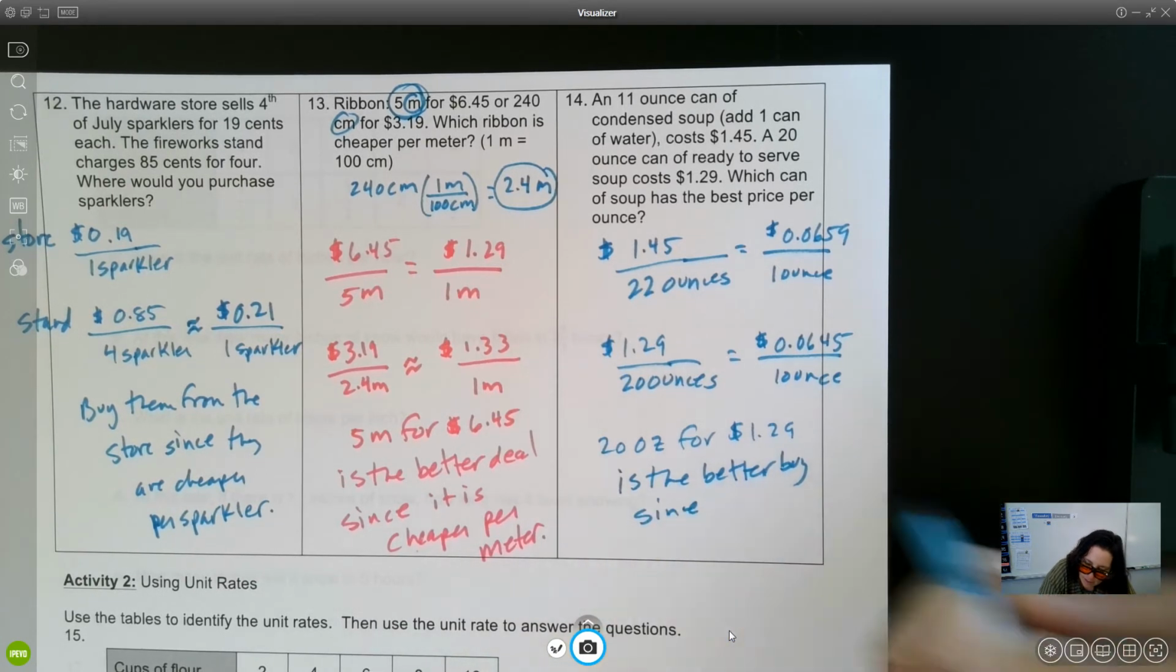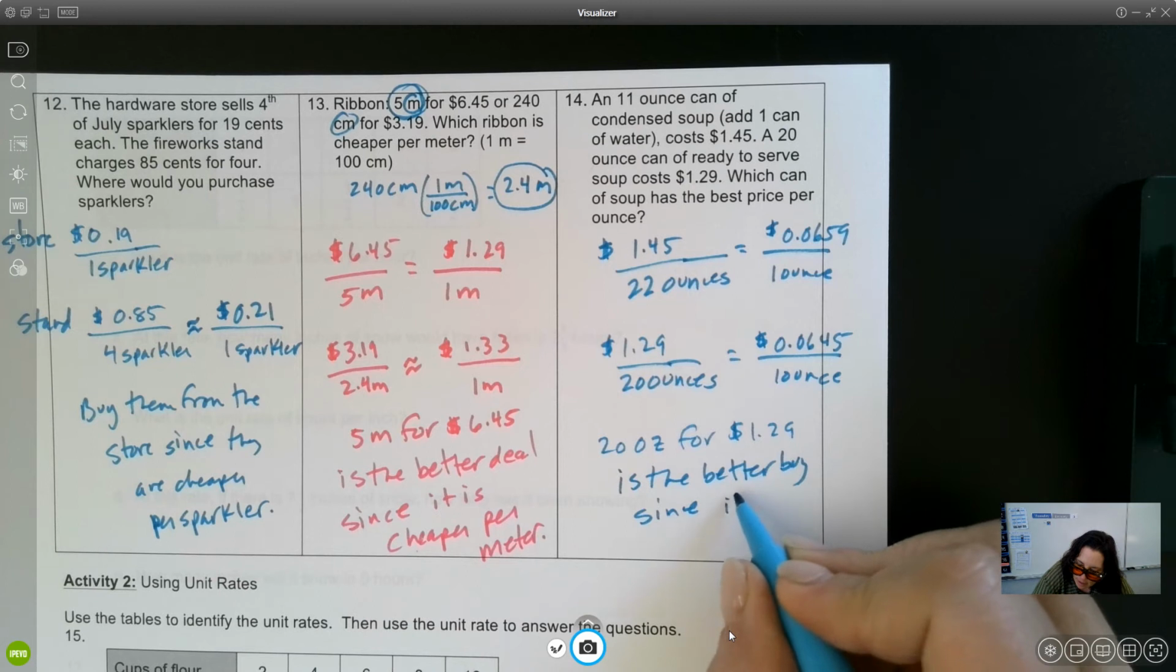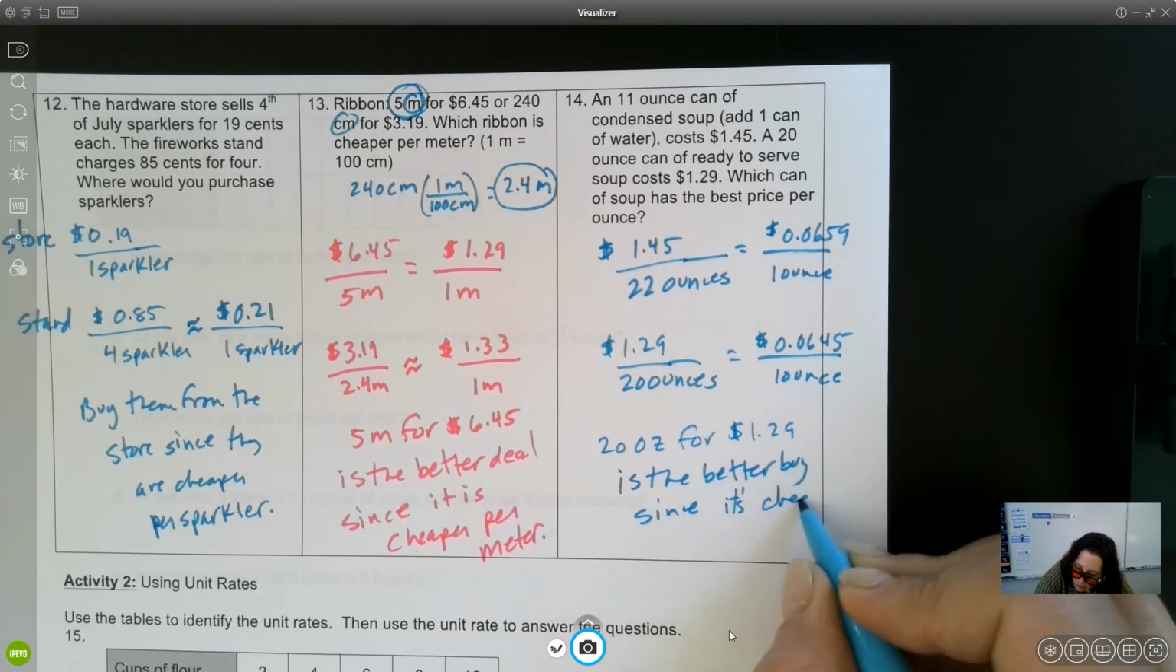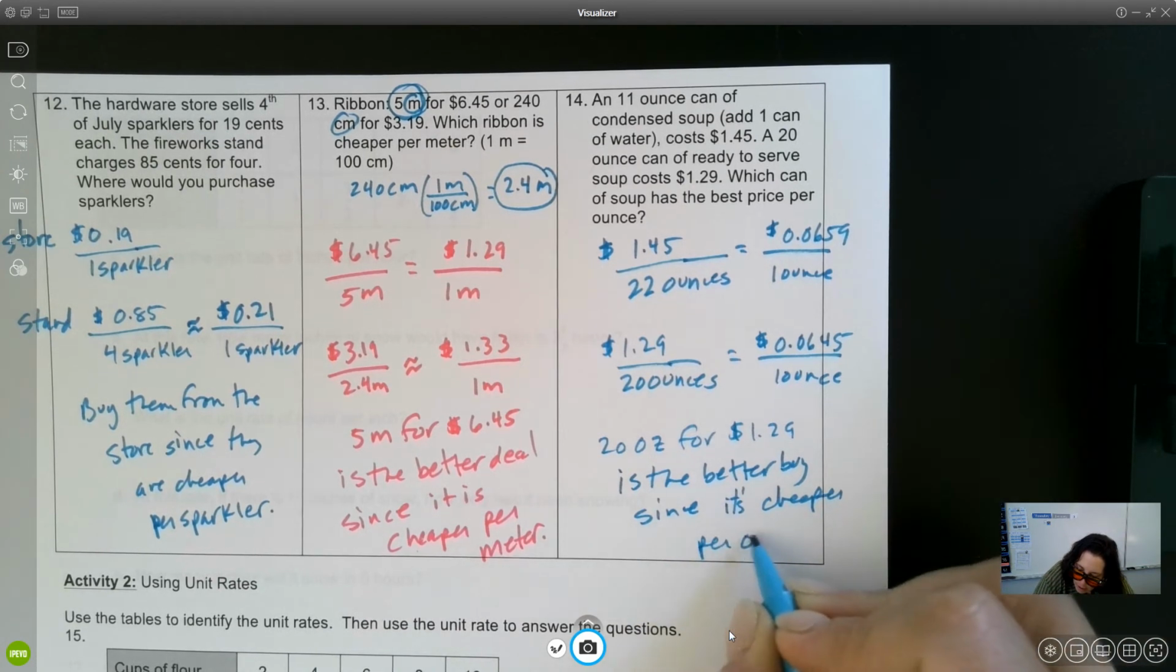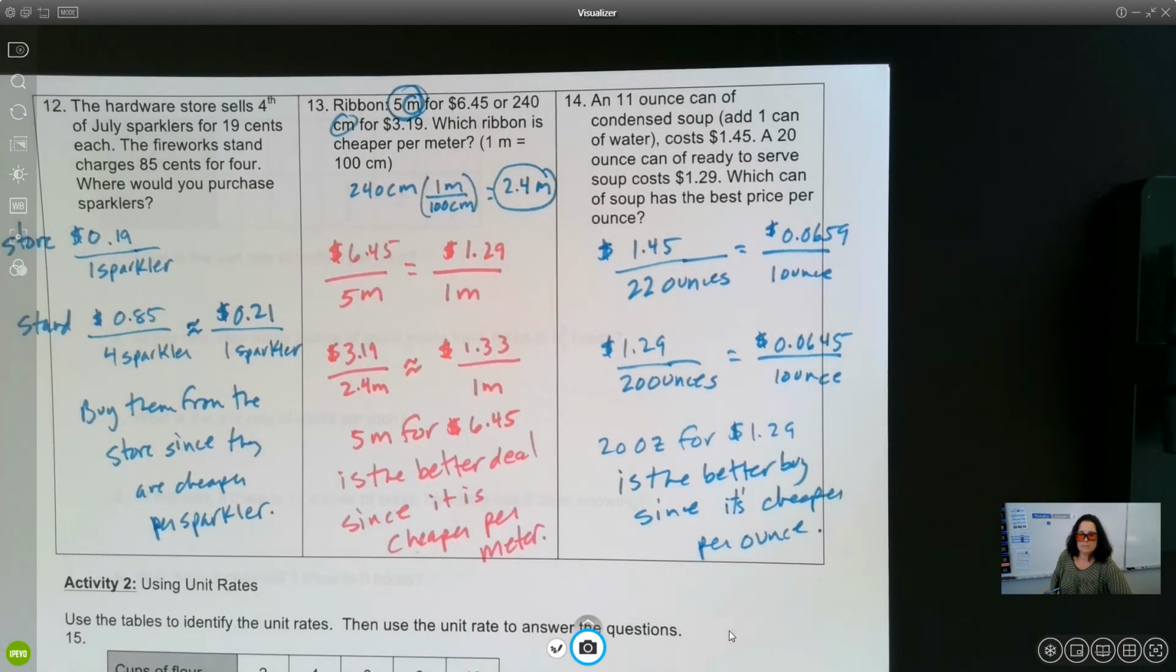Since it's cheaper per ounce. All right, there were your compares.